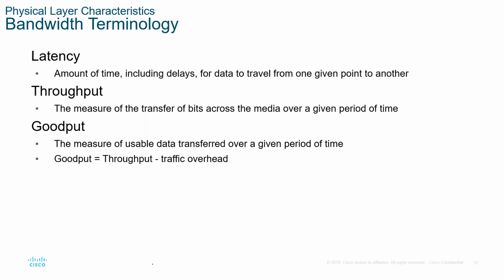When we talk of throughput, this is the actual rate of successful data transmission, a measure of the transfer of bits across the medium over a given period of time. I think I'll explain this using the highway analog again. Highway medu, let's say we have 10 cars.